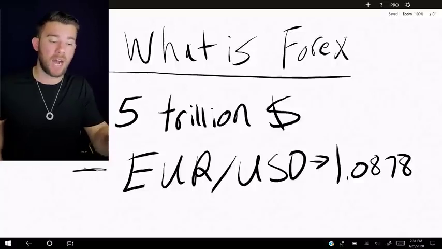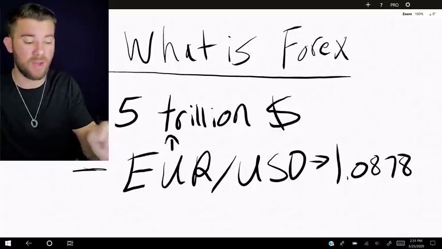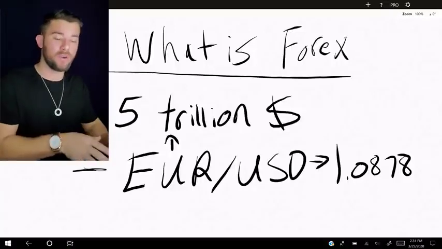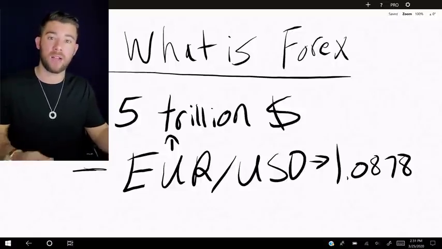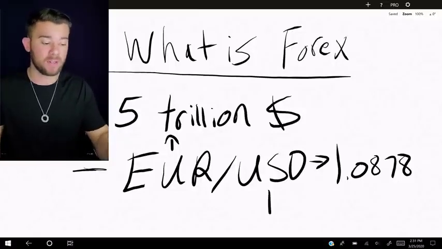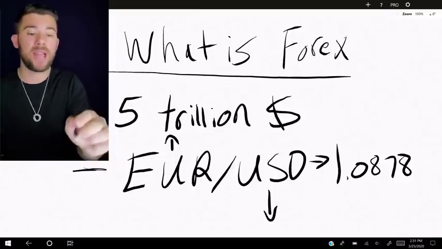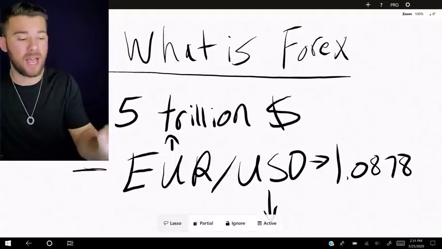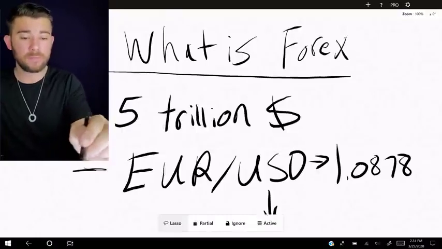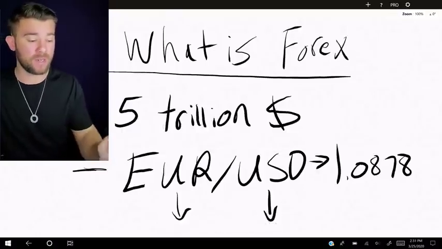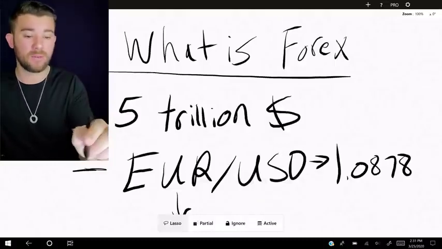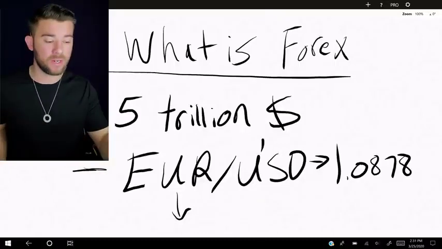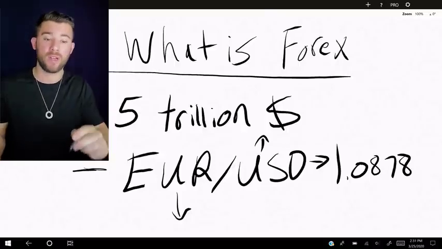So if the euro rises in value, then it's going to take more dollars for you to get €1. The same thing if the dollar, so let's say the euro goes up in value, let's just start here. If the euro goes up in value, then you're going to need more than $1.0878 to get €1. And if the dollar goes down in value, it's the same thing. And the opposite is true if the opposite happens. If the euro drops, then you're going to need less dollars in order to get €1. And if the dollar rises in value, then you're going to need less dollars to get €1.